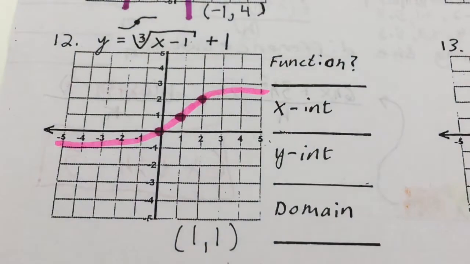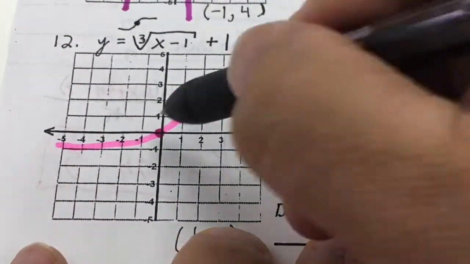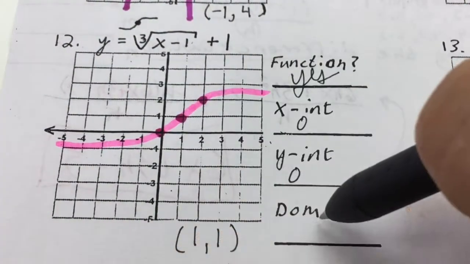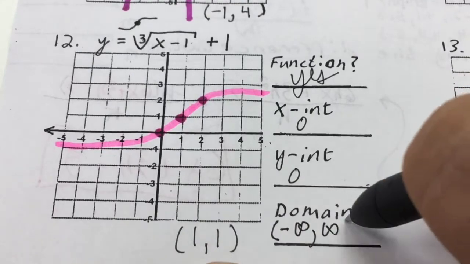Like that. Is the super S a function? The answer is yes. The x-intercept is 0, the y-intercept is 0. The domain is all real numbers from -infinity to +infinity.